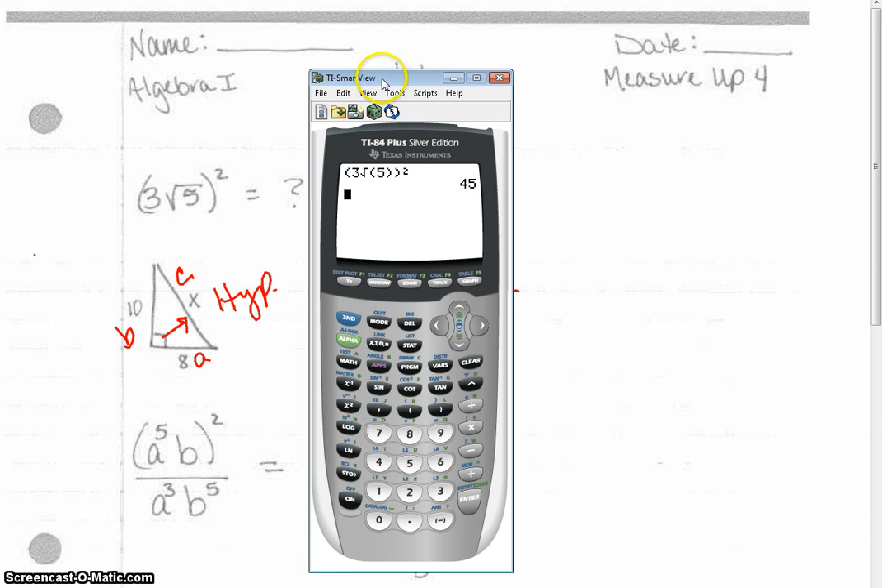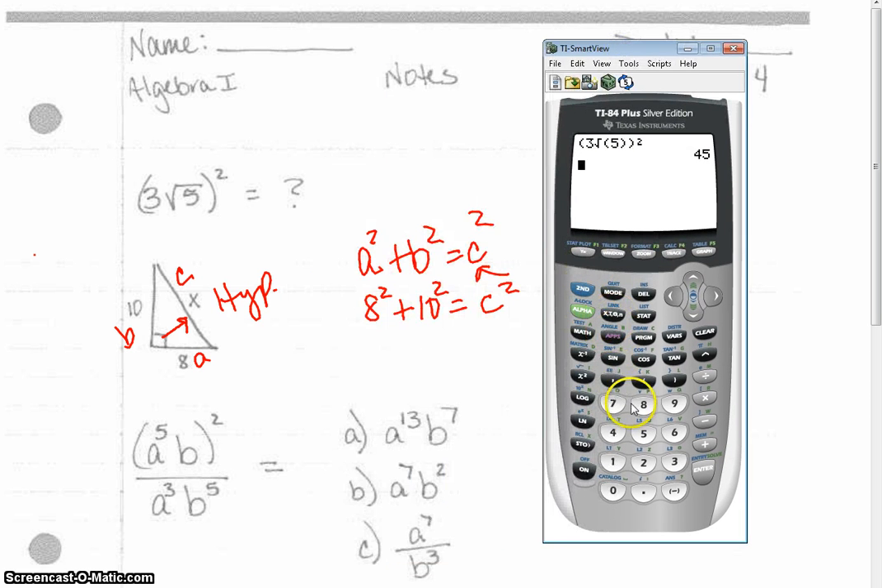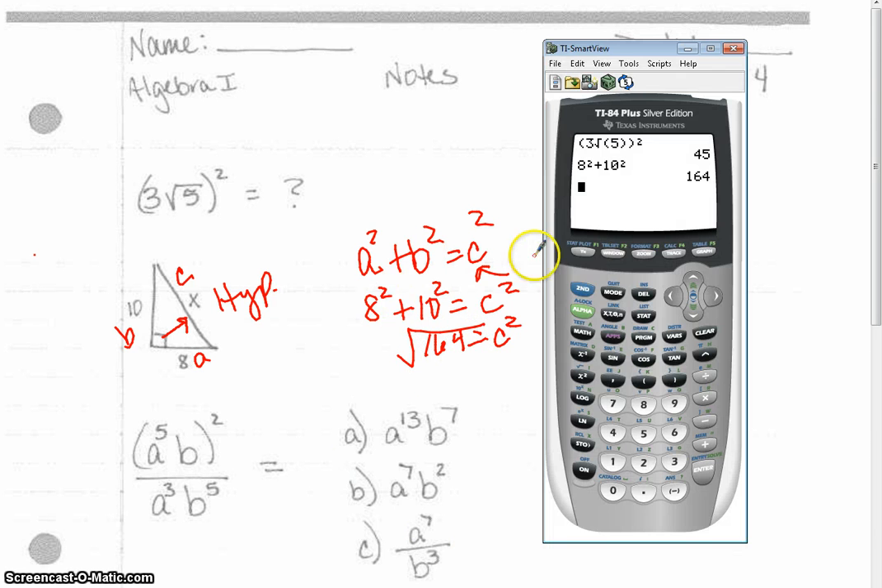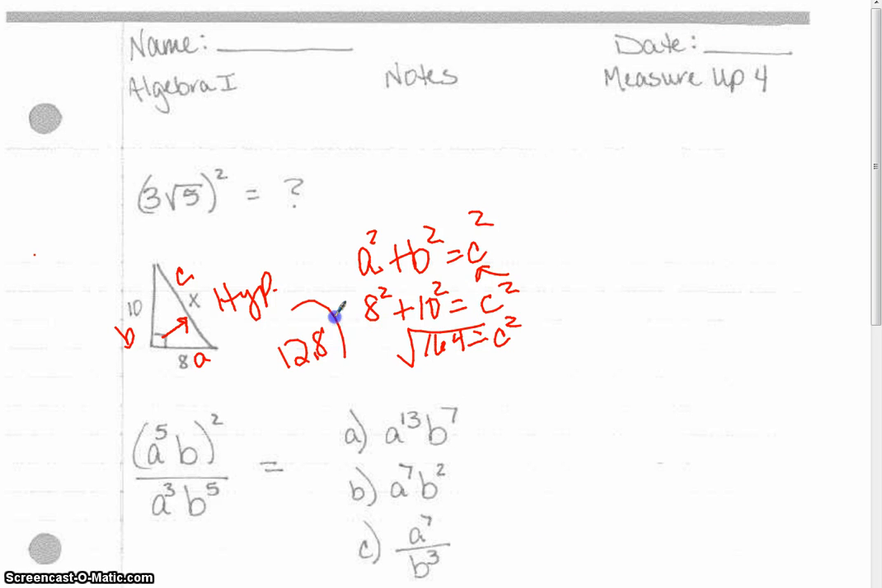Once again, go to your calculator, and you have 8 squared plus 10 squared, and you get 164. So 164 is equal to c squared. But we want c, so we have to unsquare that, which means you have to take the square root of 164. So second x squared brings up your square root, 164, enter, and your answer would be 12.8.